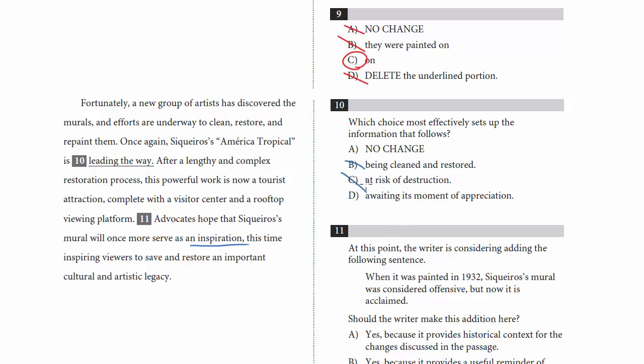Is awaiting its moment of appreciation? No, it already has achieved that appreciation, not only in the past, but also now, right? This powerful work is now a tourist attraction. It's not awaiting its moment of appreciation. It's already there. So best one here is going to be choice A.